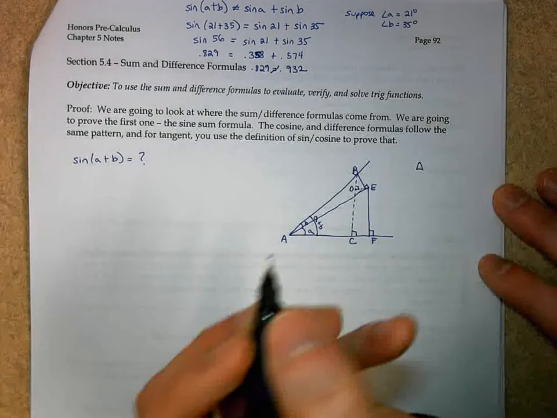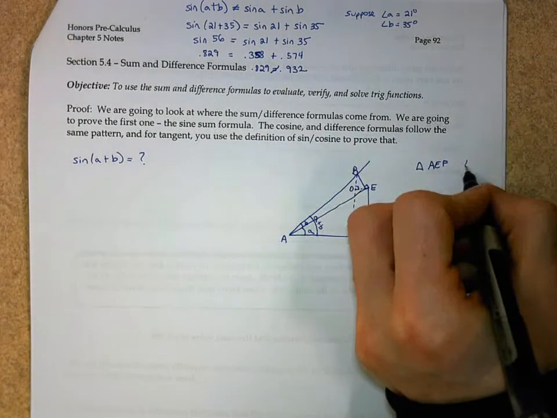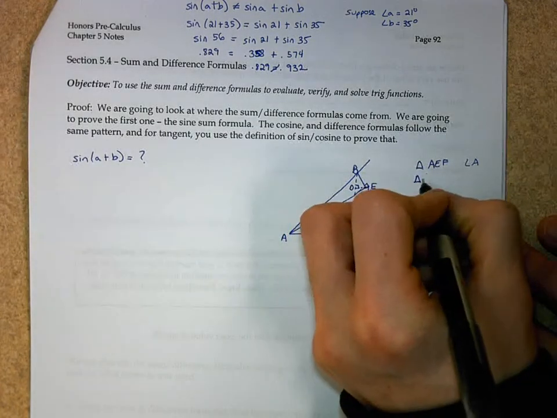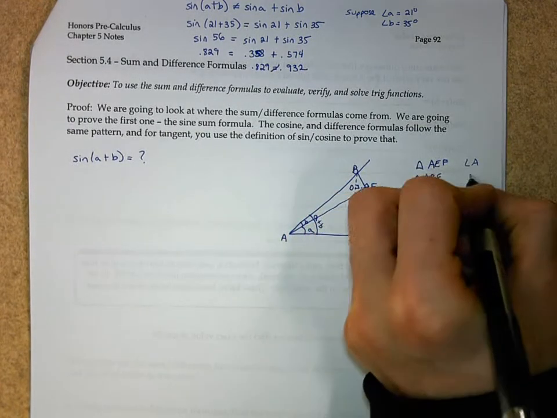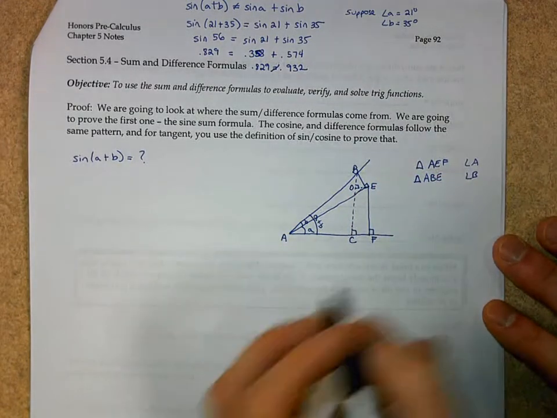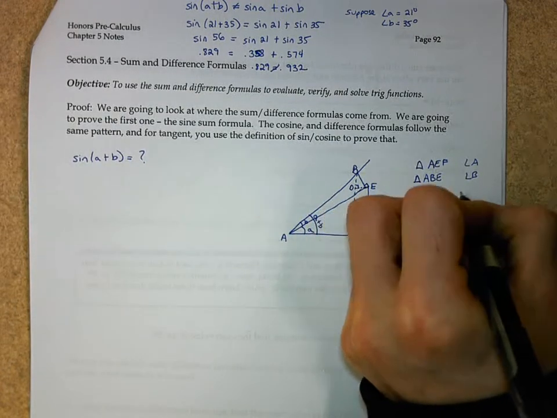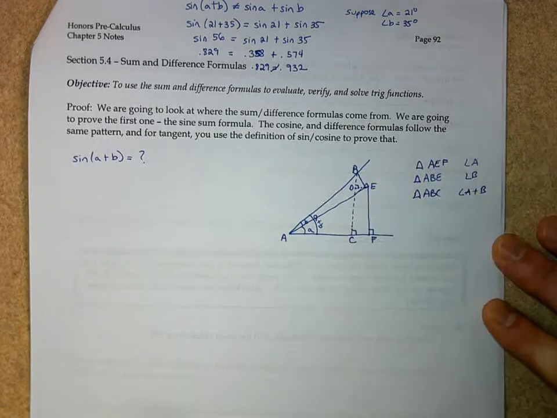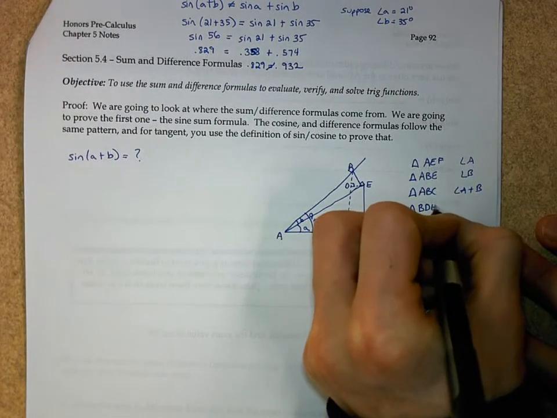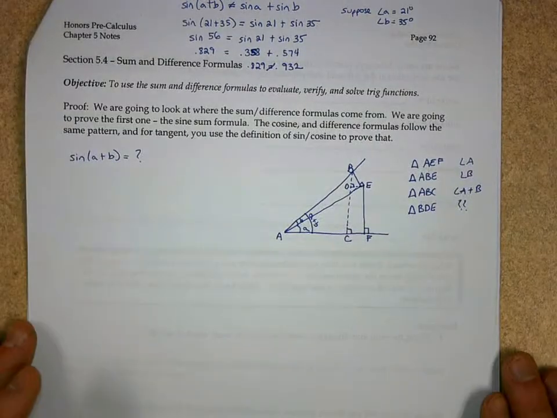So really what we've got here is triangle AEF, which is my original angle A that I was working with. We've got triangle ABE, which was my angle B. I've got triangle ABC, which is angle A plus B. And then I've got this last triangle that is BDE, that is sort of this unknown triangle that's just in the middle of the problem.